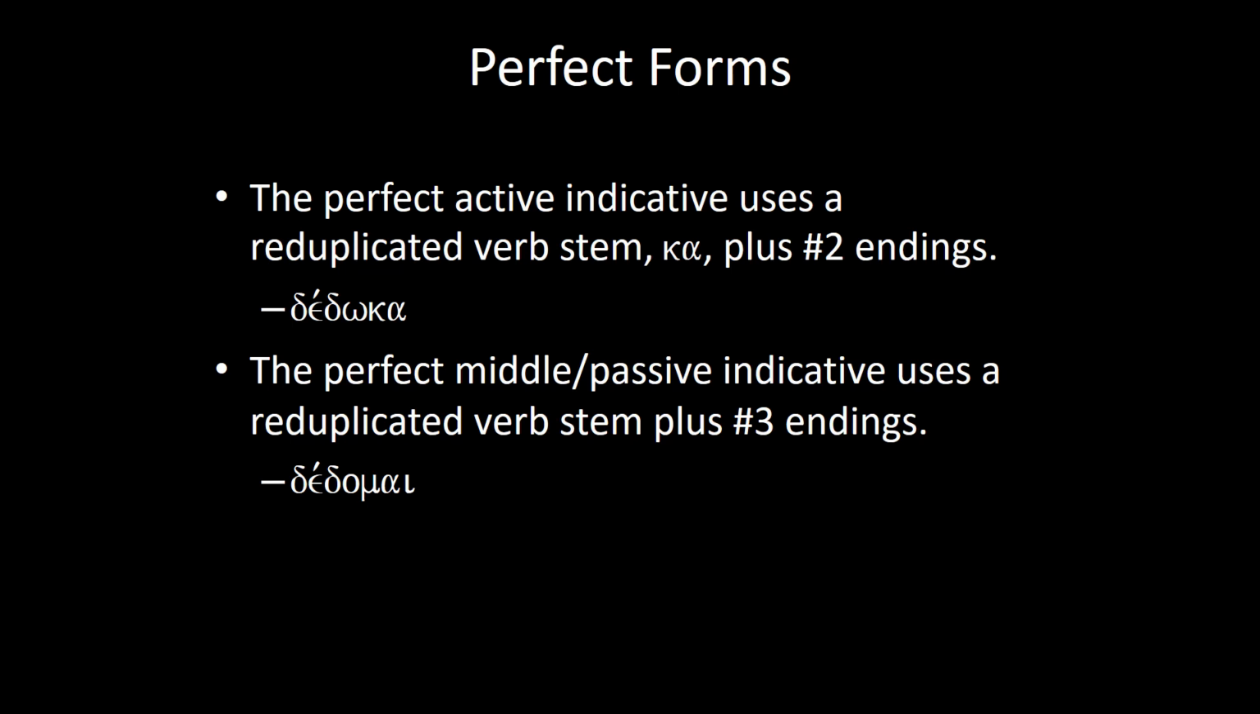Perfect middle or passive, we're going to reduplicate. We're going to use verb stem, and we're going to use number 3 endings. Dedomai: reduplication de, verb stem da, number 3 endings mai, sai, tai, etc.